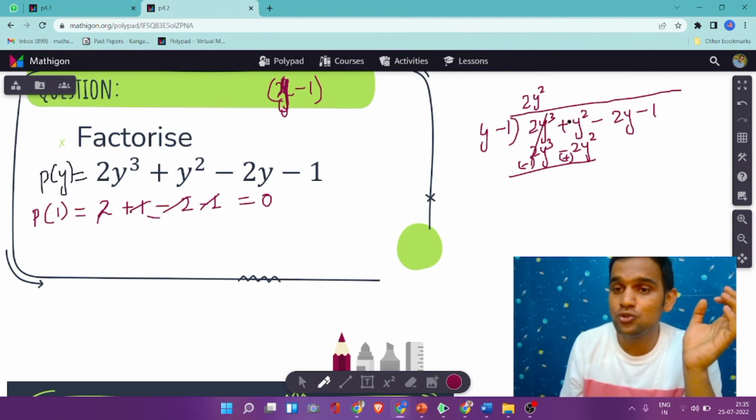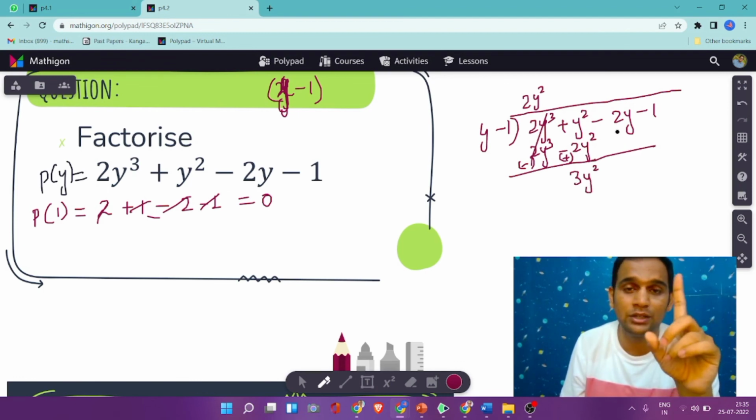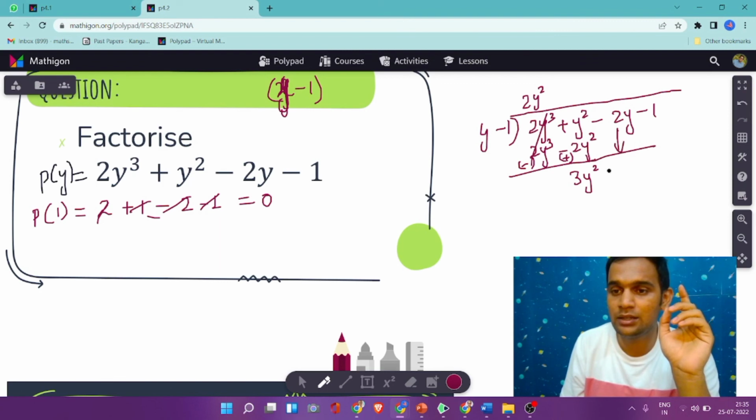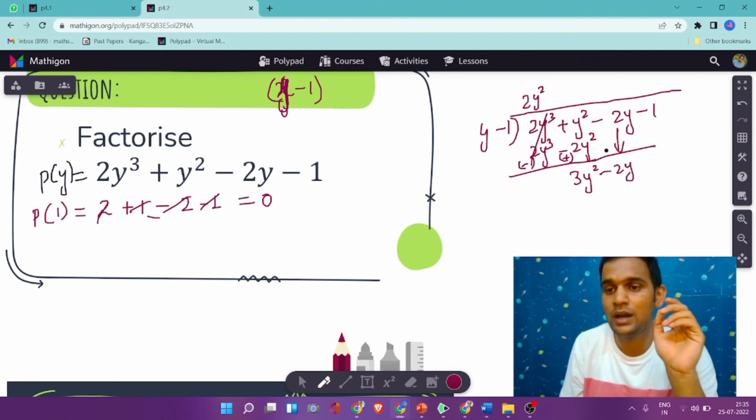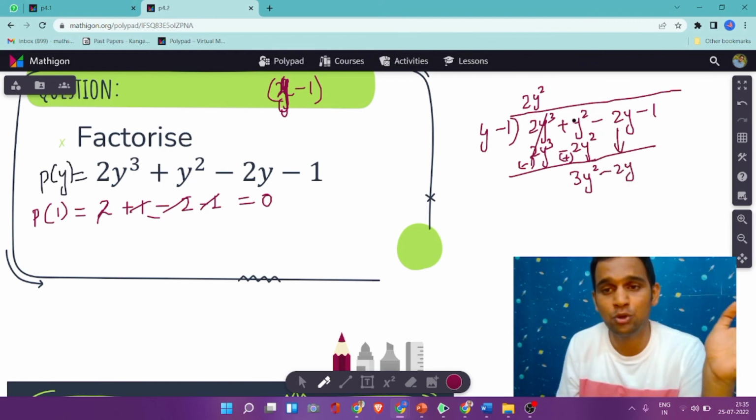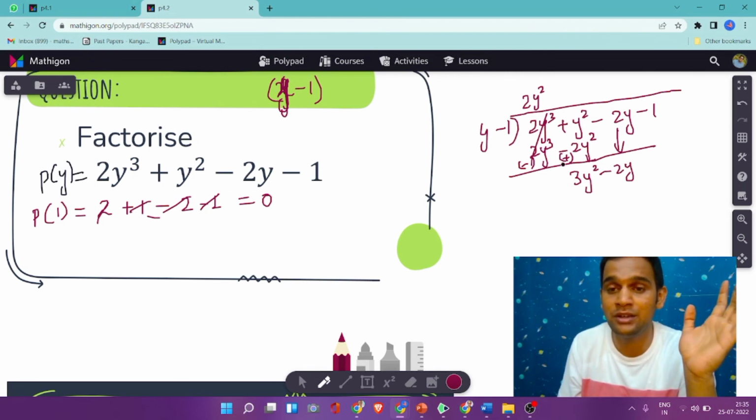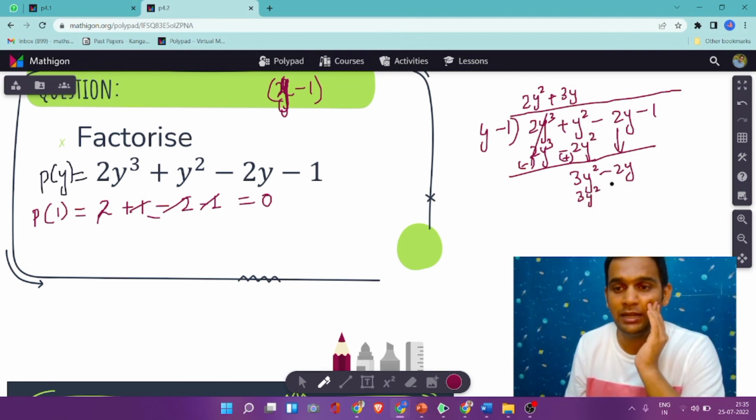So plus 2 plus 1, we get 3y square. Since we cannot proceed further with only one dividend, we will bring this guy down. So we get minus 2y. And then we proceed further. What should we multiply to y to get 3y square? You multiply plus 3y. So plus 3y times y, you get 3y squared. Plus 3y multiplied by minus 1, you get minus 3y. Once again, the sign changes.